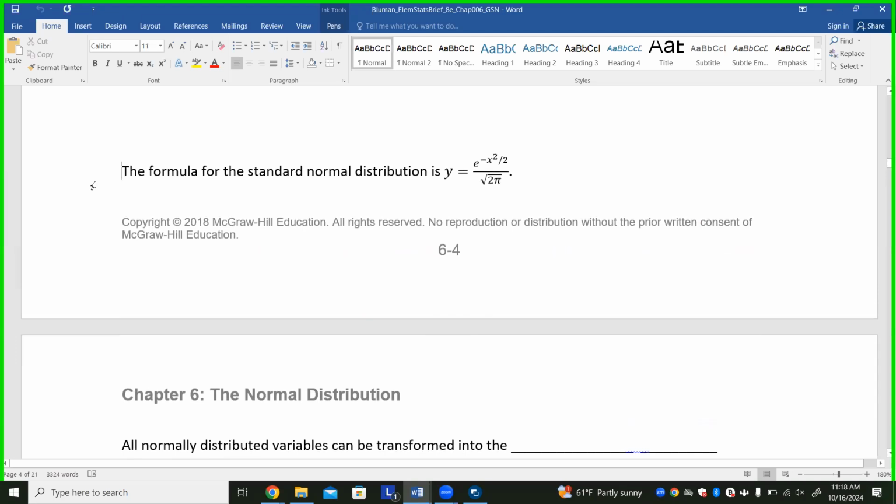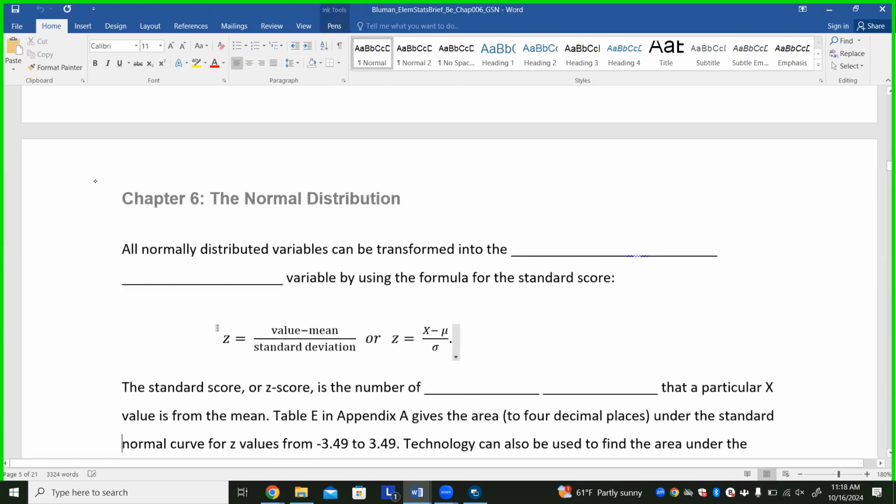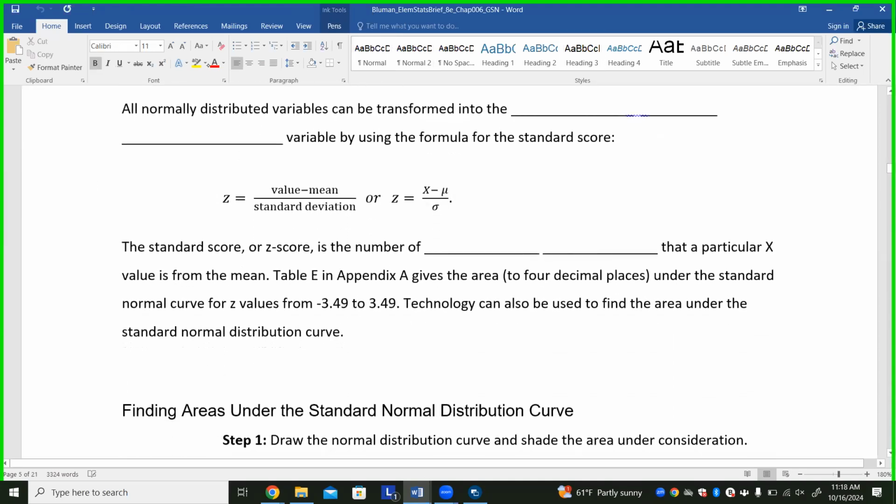All right, and then here again is the formula for calculating the standard normal distribution. Again, this is a formula we'll use. To be honest with you, I'm not very familiar with that formula. I feel like we did it a different way back in my day. This looks more familiar to me.